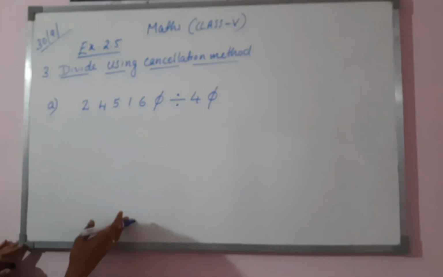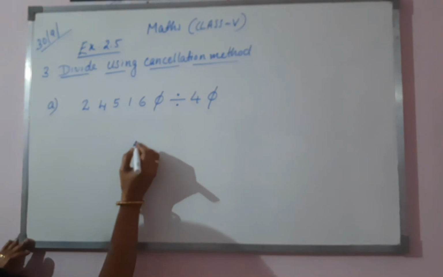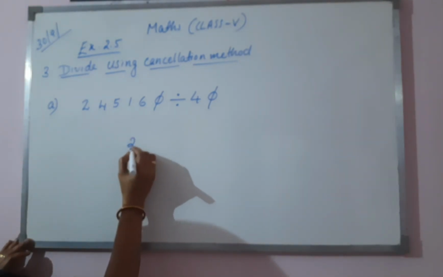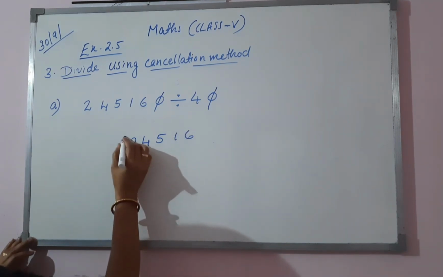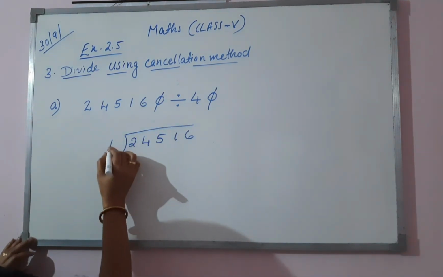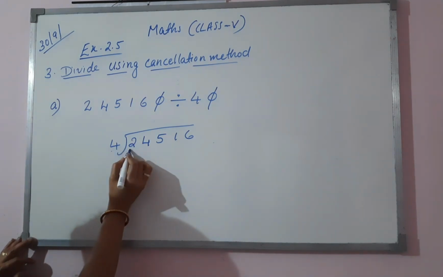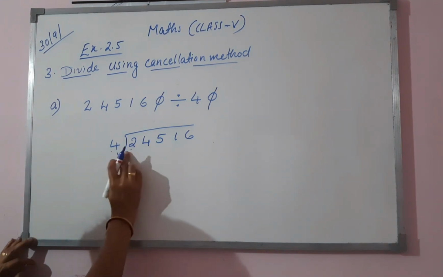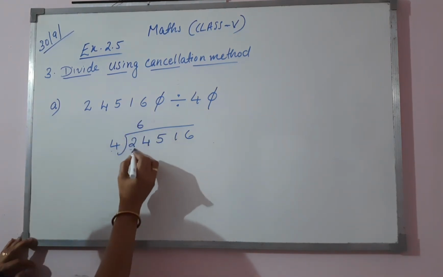Either if you want, you can do long division or you can do straight away division also. Both the methods are possible. So long division I will explain first. 2, 4, 5, 1, 6 divided by 4. Here only one digit is there. If you take only one digit, then 2 is less than 4. So you should take 2 digits together, 24. So 24, how many times 4 in 24? 4 6s are 24.